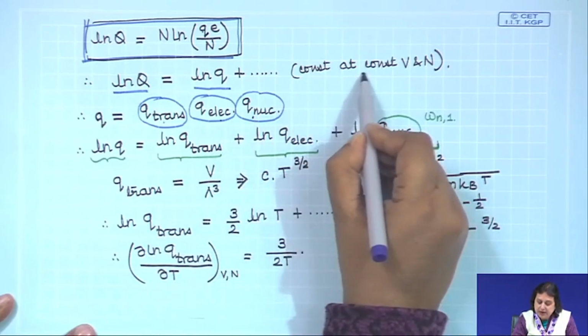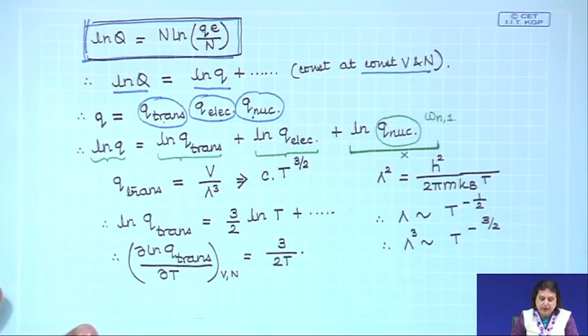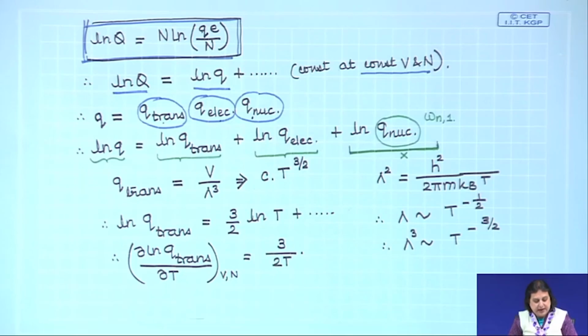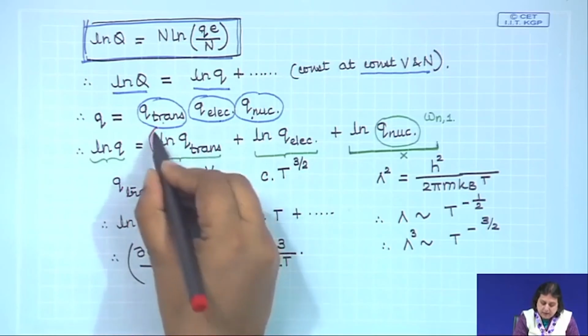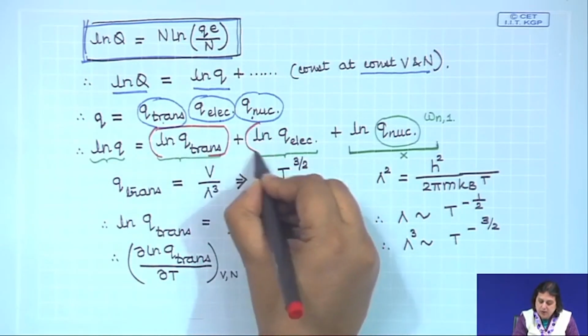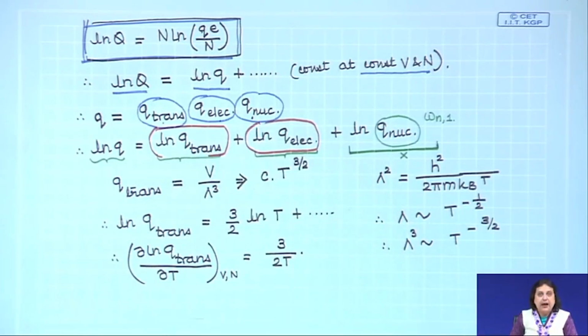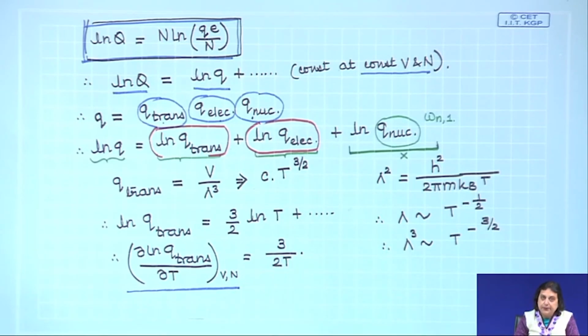Therefore, under the condition of constant volume and number of particles, we understand that any dependence on temperature of this ln small q will come either from this or from this term. And then we set out by writing the explicit expression for q trans and found out that del ln q trans del T under the condition of constant volume and number of particles is 3 by 2 T.